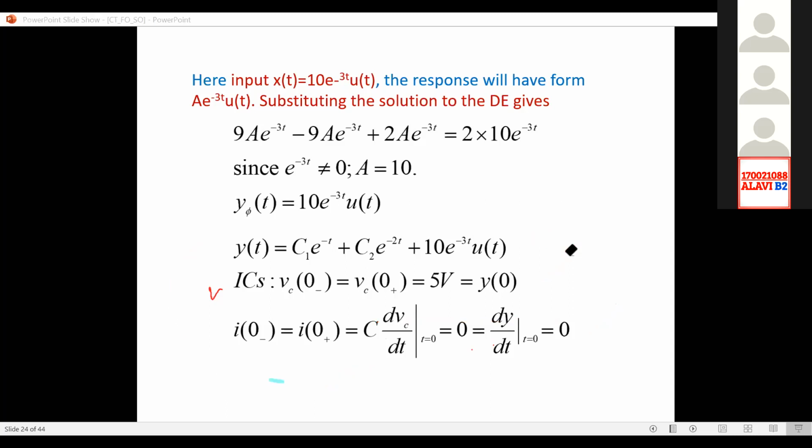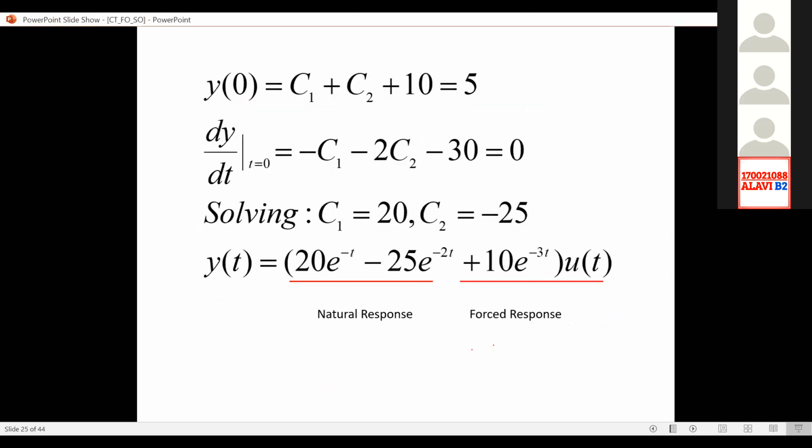2 equations. We will have two equations there. So these two equations, this is one, this is the second one. You can easily solve these two equations to obtain your C1 and C2. So this is what your equation is.